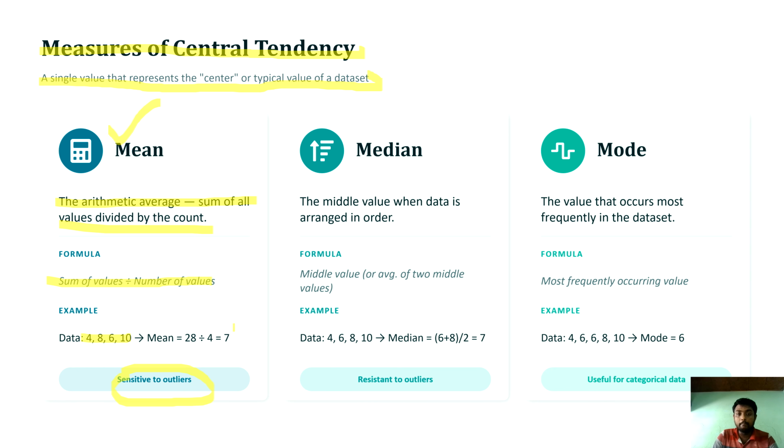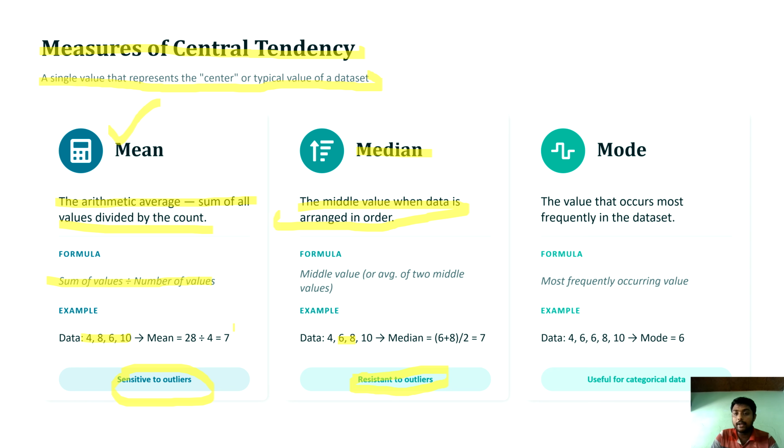Okay, then median. Median is the middle value when the data is arranged in order. For 4, 6, 8, 10, the median is the average of the middle two, 6 plus 8 divided by 2, equals 7. If the data count is odd, for example 4, 5, 6, 8, 10, then the middle value is the median, which is 6. But it is resistant, which is a very good thing, resistant to outliers.